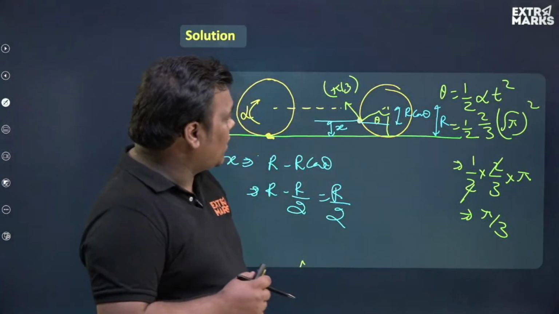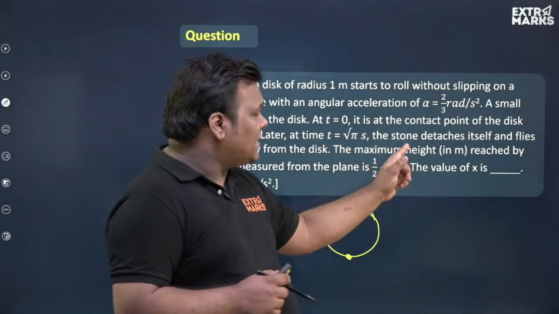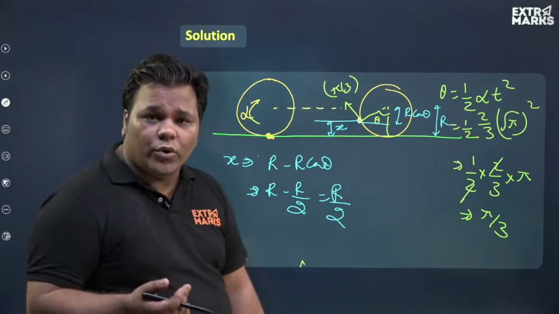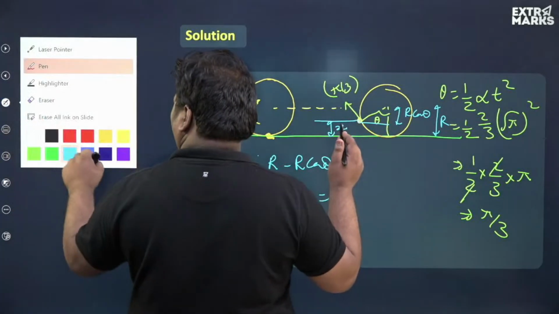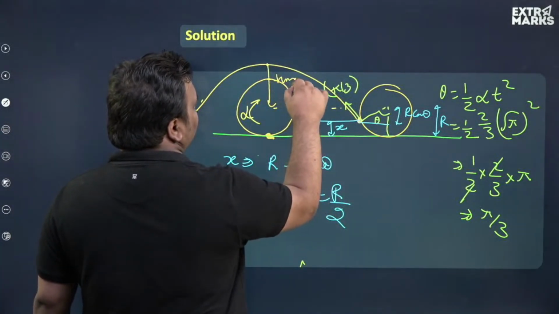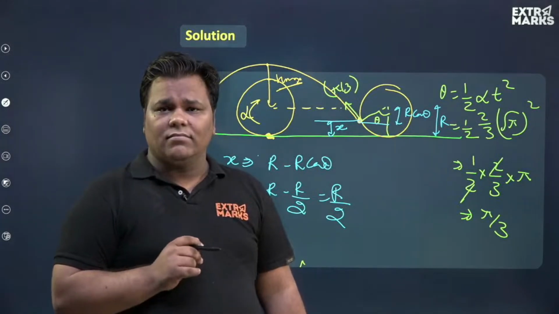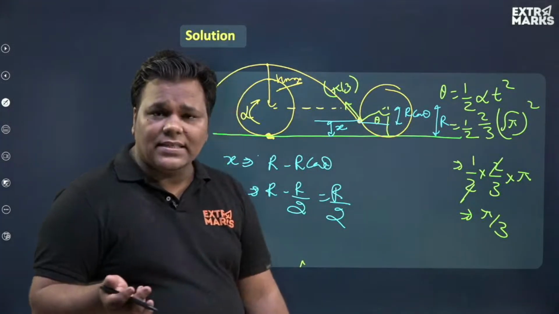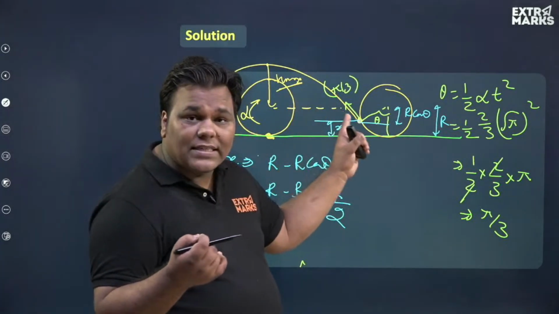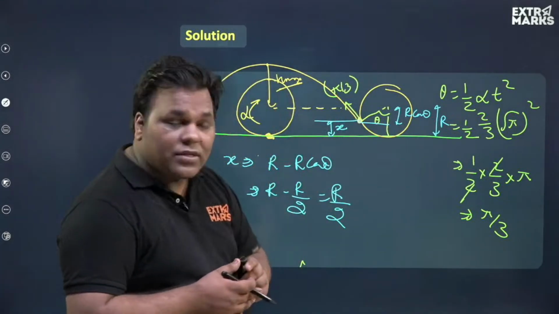Okay, sir, wonderful. Now, what else is he saying? Later, at time t equal to root pi seconds, the stone detaches itself and flies off tangentially from the disk. Now, all I need to do is consider the trajectory of this projectile, and let's say this is h max. That's it. I just need to calculate this h max. Can we calculate it very easily? Yes. But before calculating, I need to know what the velocity is at this point exactly.